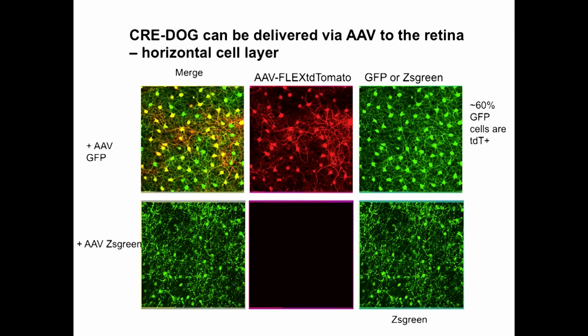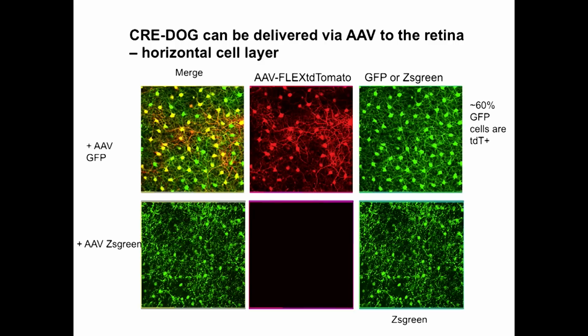So here's now a confocal section taken from a retina when GFP was included or ZS green was included. This is at the level of the horizontal cells. This is a cell type in the middle of the retina. You can see we got very good infection. We have lots of GFP. And we also have lots of the tomato, indicating that the Cre dog was actually doing its job. If we use a non-related protein, a non-GFP derivative, this is just a different protein called ZS green, we got no tomato. So again, the system was very tight, well under 1% in terms of background.